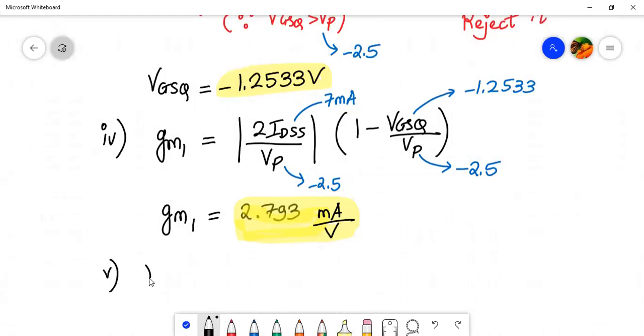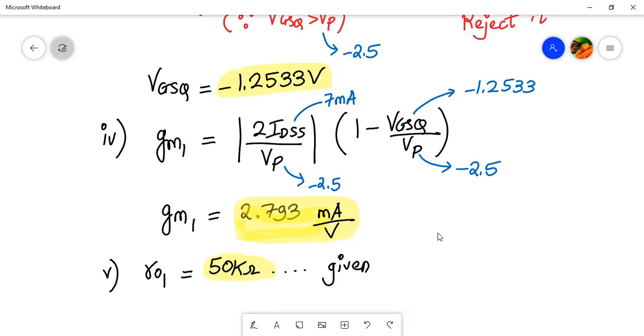So for RO1, the value is given as RO, which is 50 kilo ohm. So we need not calculate anything because RO is given to us. We call it RO1 because it's the first stage. Fine. So we calculated the value of GM1 and RO1 and also the DC Q point, right?